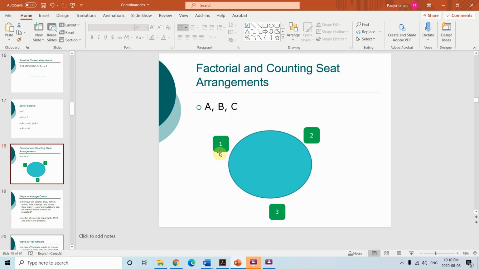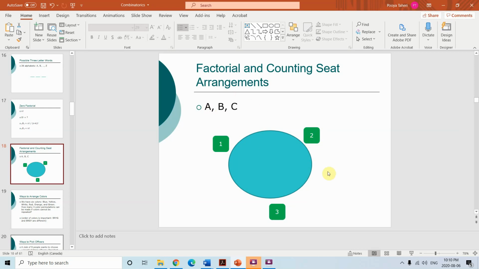So we want to place them on 3 different chairs, like A, B, and C. Now if these chairs are distinct and have been marked, and the order matters as always, and these chairs are unique, then again we have 3 options for the first chair, 2 options for the second chair, and 1 option for the last chair.